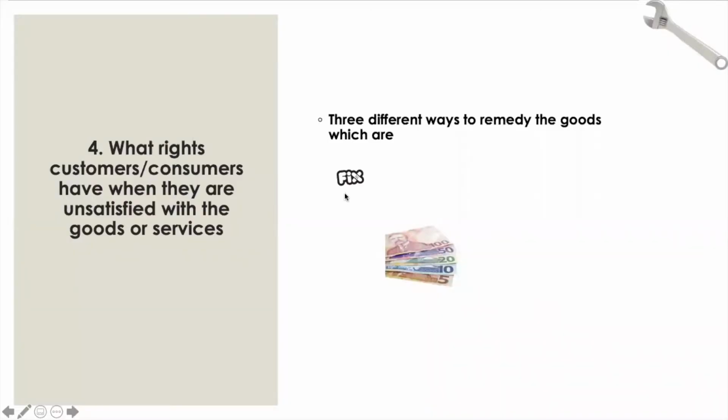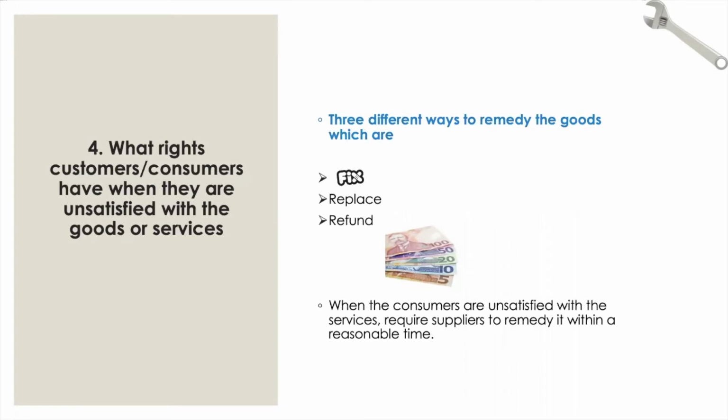Suppliers can choose three different ways to remedy the goods, which are fix, replace, and refund. If the defect can be repaired, suppliers first have to repair the goods or replace the goods. If the defect cannot be repaired or fixed, as well as goods failure of substantial character, the consumer can ask for refund or replacement. If goods defects cause any loss and damage, the consumer may obtain damages for reasonably foreseeable consequential loss or damage.